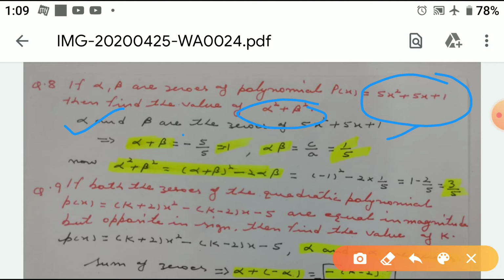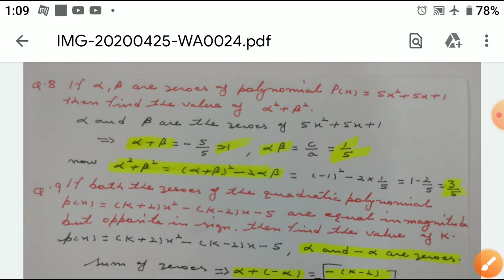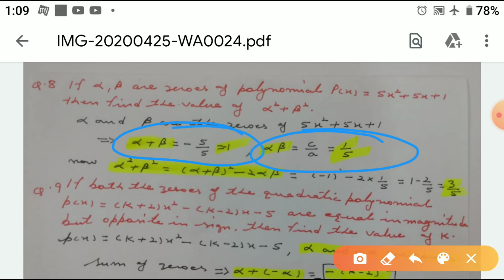Now sum of zeros, alpha plus beta, formula is minus b upon a. Here the value of b is 5, the coefficient of x, and the coefficient of x square is 5. So this is minus 5 upon 5, which is minus 1. And alpha beta is the product of zeros, that is c upon a, where c is the constant term and a is 5, so 1 upon 5. So two results in front of us: alpha plus beta is equal to minus 1 and alpha beta is equal to 1 upon 5.